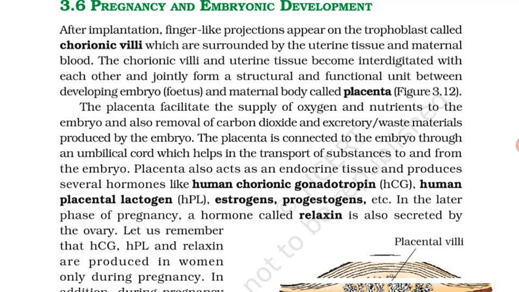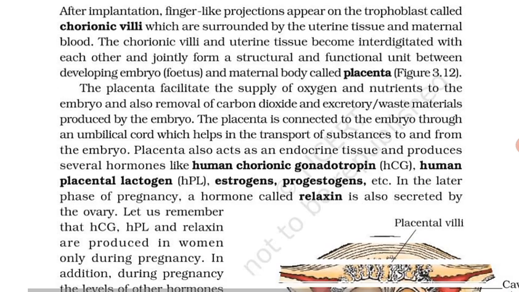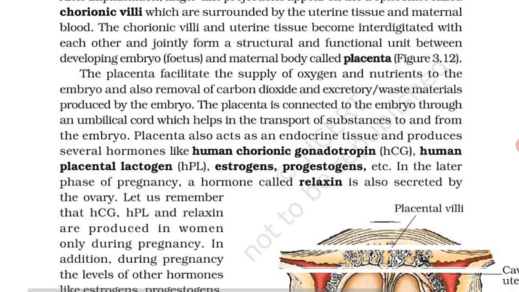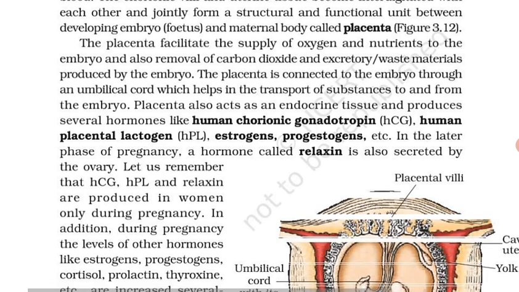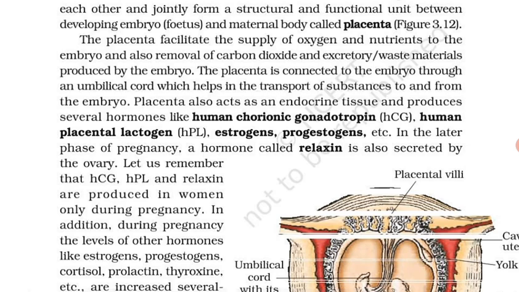Let us remember that human chorionic gonadotropin (HCG), human placental lactogen (HPL) and relaxin are produced in women only during pregnancy. When are they produced? Only during pregnancy. In addition, during pregnancy, the levels of other hormones like estrogen, progesterone, cortisol, prolactin, thyroxine, etc. are increased several folds in the maternal blood.